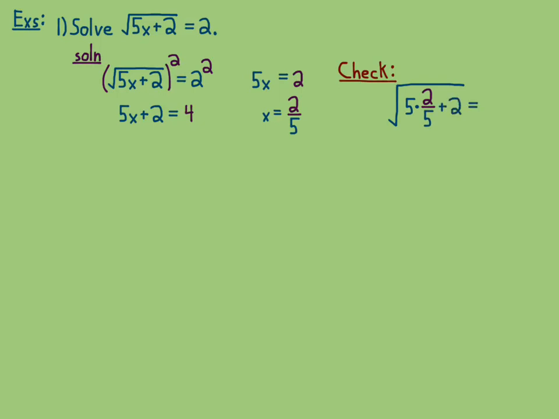5 times 2/5 plus 2, square root of that whole thing. These are usually pretty easy to check because things reduce. So you end up with the 5's reducing, and then you get square root of 2 plus 2. That's square root of 4, which is 2. So my answer is 2. And that checks. That's what I was supposed to get. So that one worked. Yay.